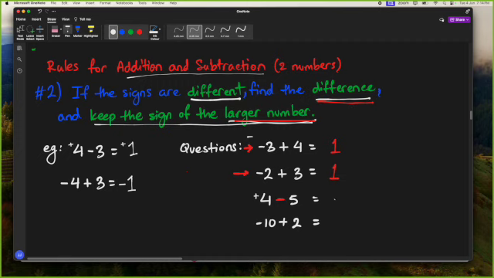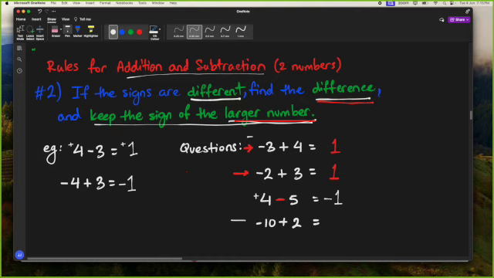You see where you went wrong there? Yeah. So if the signs are different, we have to find the difference. What is the difference between 4 and 5? It's 1. Right. And we had to keep the sign of the larger number, which is the 5, so the answer is negative 1. You understand? Right. Now, guys, the reason why you should have no problems being wrong, I'll tell you that after.